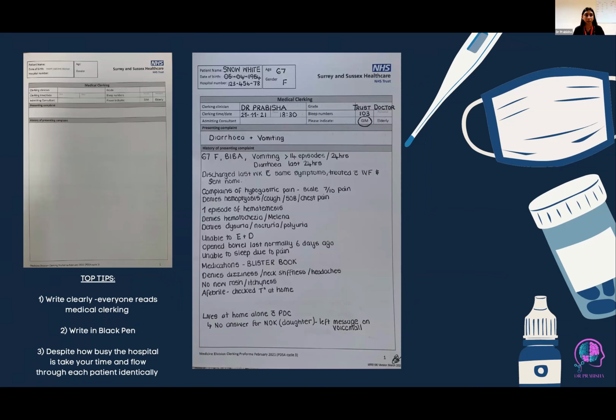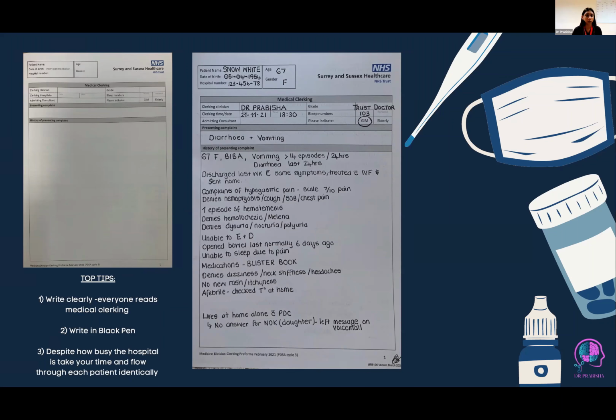The top tips for clerking are to write really clearly. Most doctors don't have good handwriting, and it's really hard to read someone's handwriting if it's not clear. This clerking booklet goes all around the hospital with the patient all the time until they're discharged, so it's really important to get this information correct. If you don't know it, leave it out. Don't make anything up. Try to be really clear.